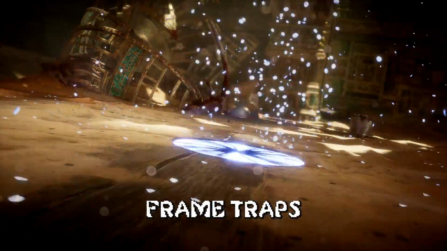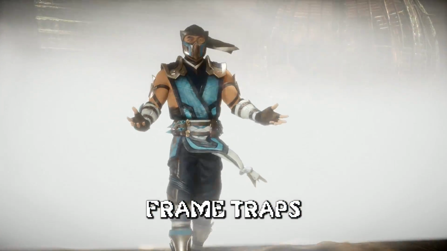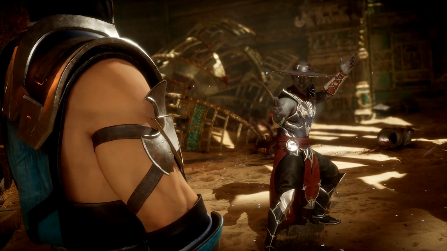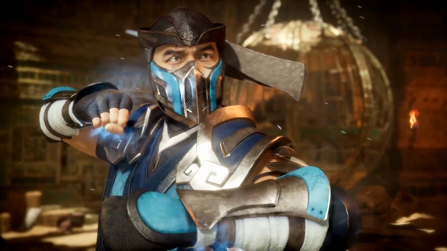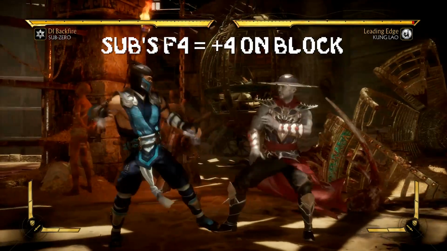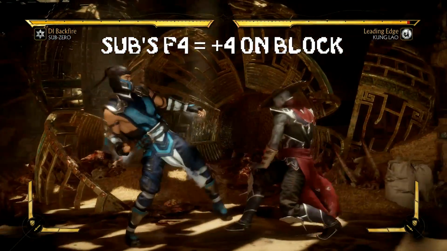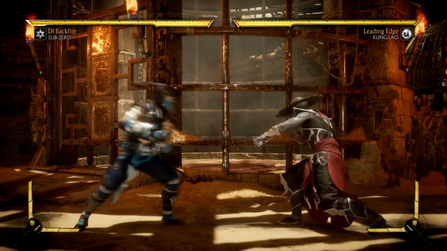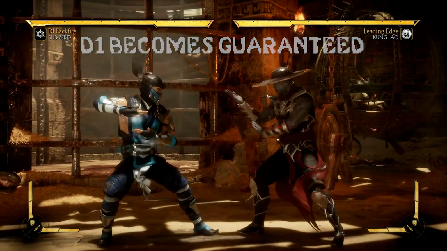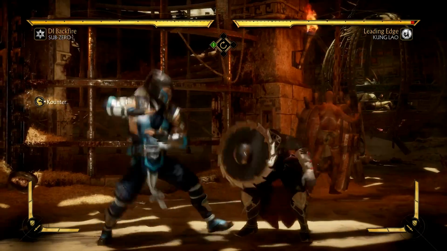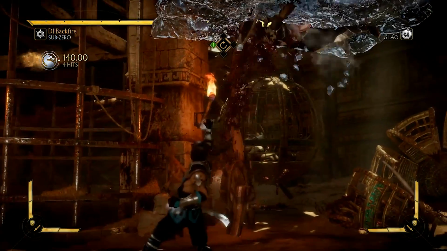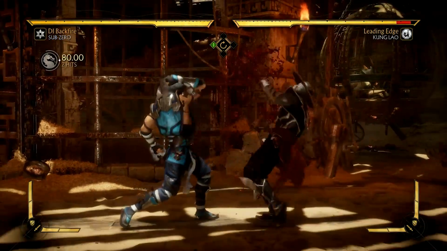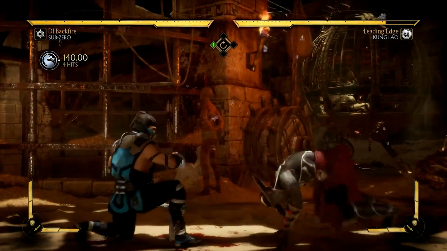Frame traps are popular if a character has them. Moves that are so plus on block or hit that the opponent has to respect your options, otherwise they'll simply get hit for trying. On block, Sub-Zero's forward 4 is +4 on block. Because his down 1 is 6 frames, there is no button the opponent can press after blocking the forward 4 that will outspeed the down 1, because they're stuck for 4 frames while his down 1 has already begun to come out. Forward 4 into down 1 with Sub-Zero is an example of a frame trap and must be respected.